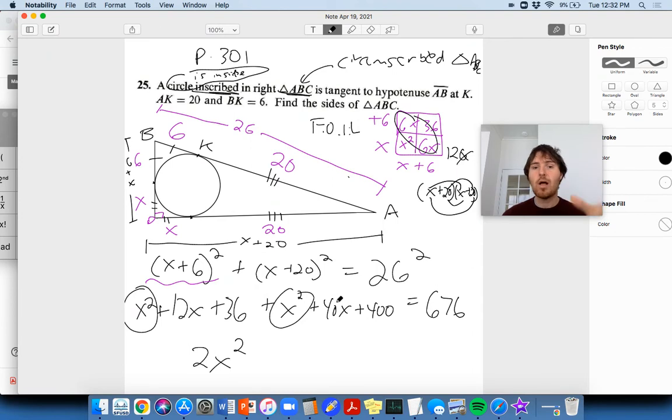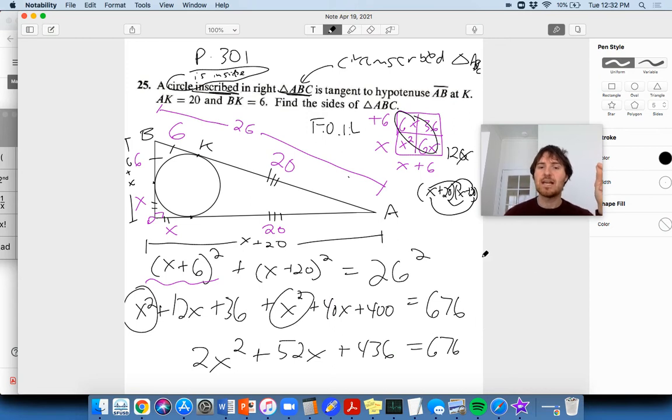Then I got 12x here, and I got 40x there. So I'm going to add them together. I'm going to get 52x here, okay? And now I got 36, and I got 400 here. Let's add them together. I got 436 for my ones term here. Basically, I'm going to combine my terms, my x term here, my x squared term here. And then I got 676 over here.